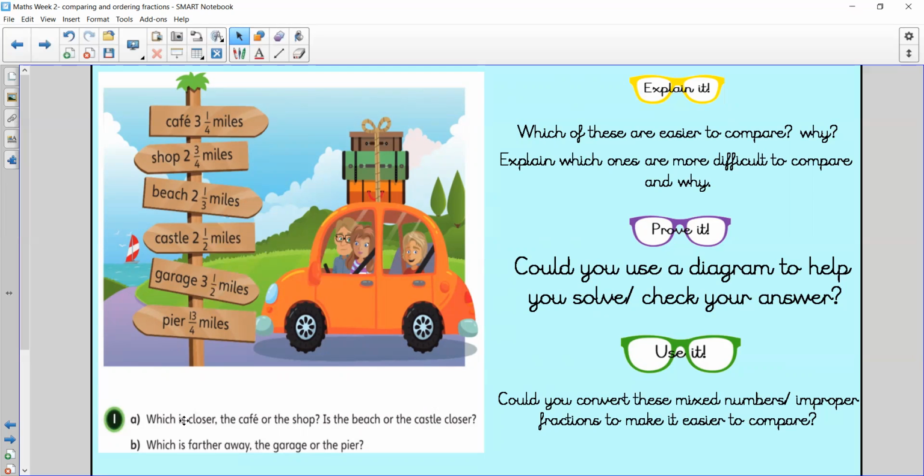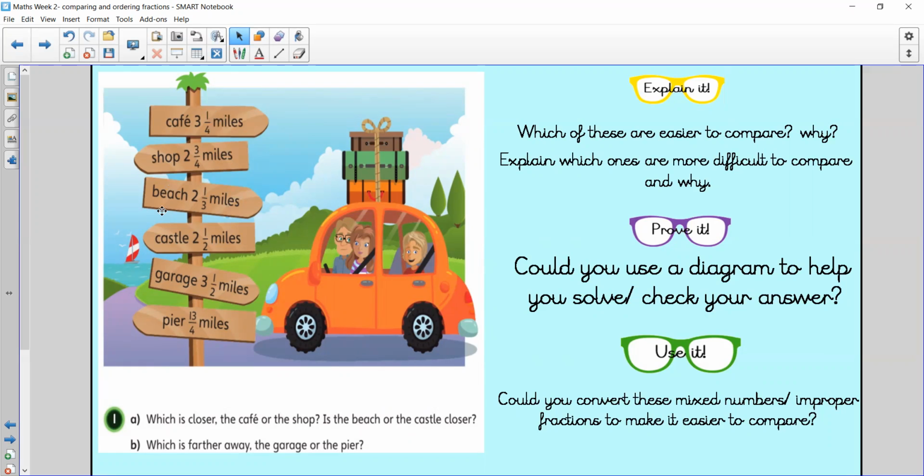So the question 1A is, which is closer, the cafe or the shop? Okay, so that's 1A, the first part. So you need to look at the cafe and the shop, which one is closer. And I actually want you to explain how you know. So rather than just saying the shop, I want you to explain how you know, using that mathematical language. How did you know that that one was closer than that one?